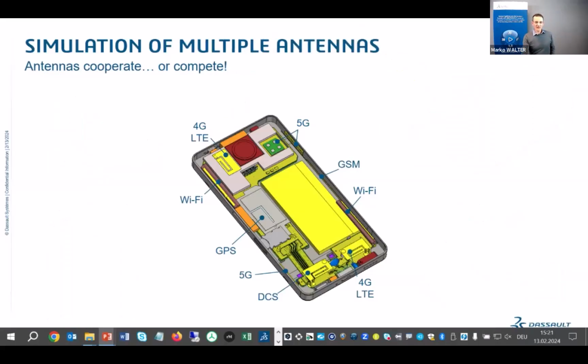Let's look now at multiple antennas. So if we look at the phone, we can see in fact that there are many antennas for all the different communication and navigation standards. This will be a recurring theme today. So antennas are often not used on their own.